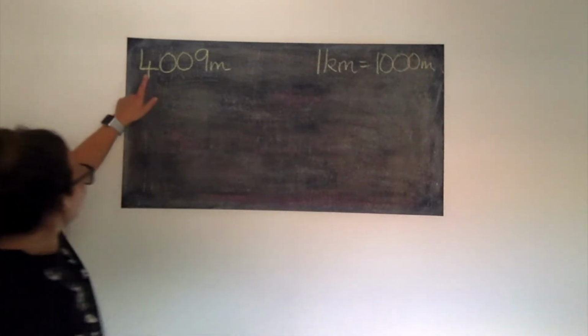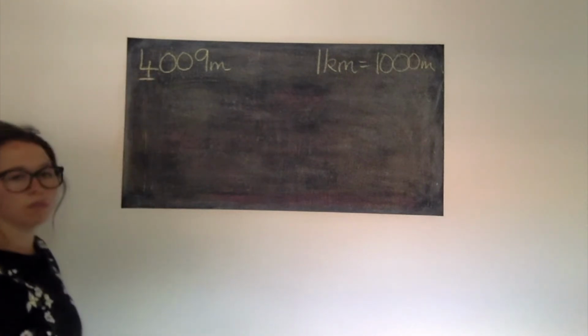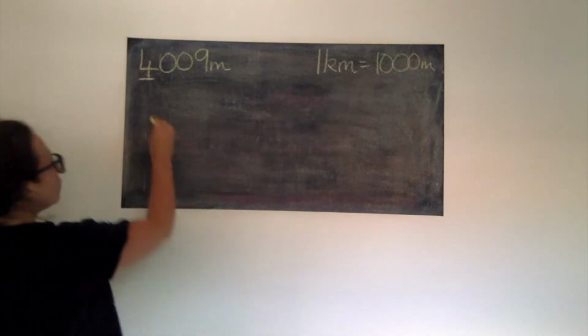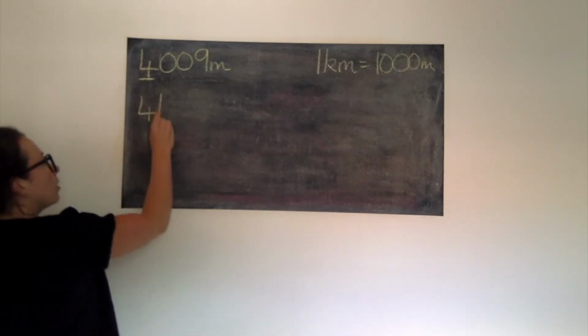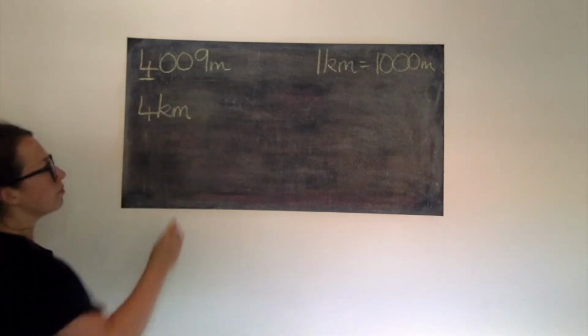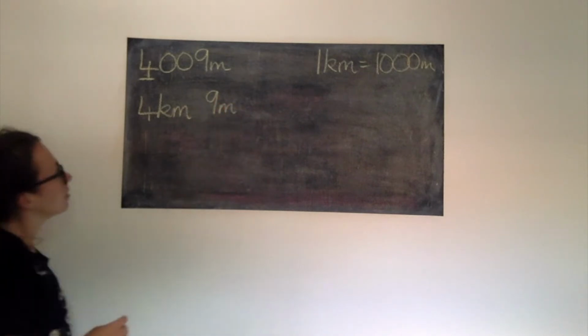So in our number here, Zoya has run 4,000 metres. That's 4 lots of 1,000. So that must mean that she's run 4 kilometres. And then left over, she had 9 metres. So she ran 4 kilometres and 9 metres.